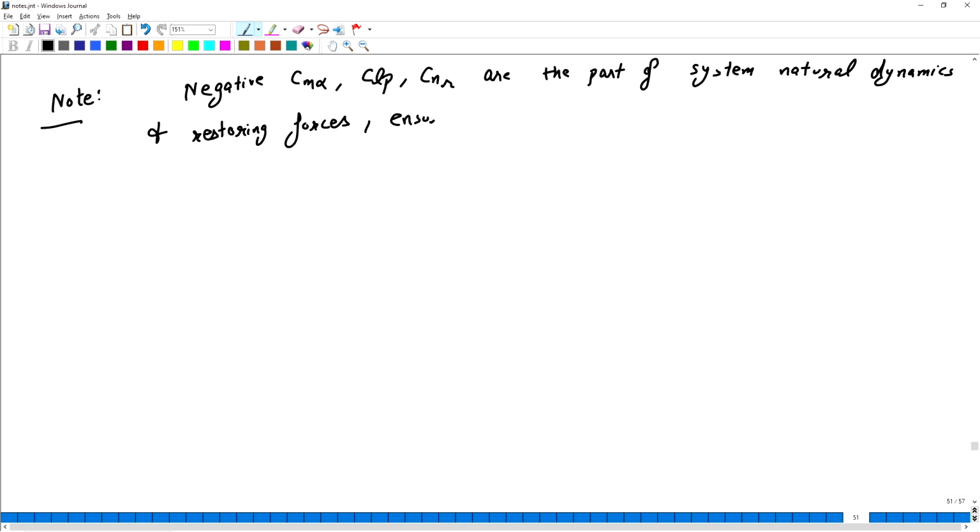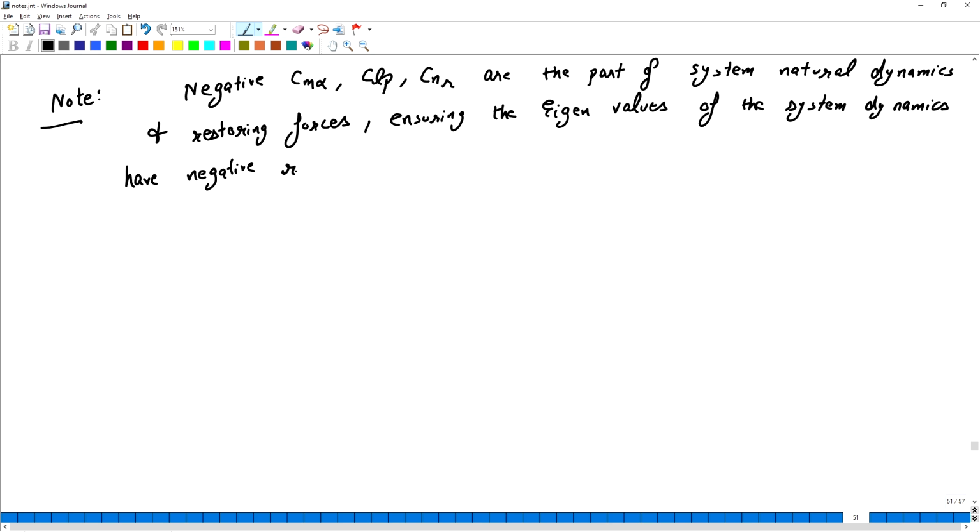Ensuring the eigenvalues of the system dynamics have negative real parts, which is the requirement for stability.